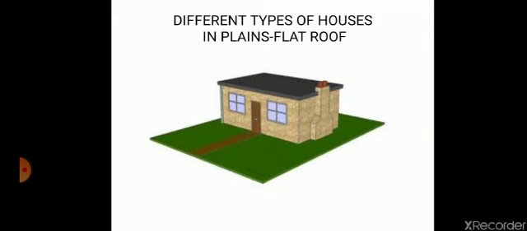Like Punjab is a plain region, right? And in that plain region there are different types of houses. People have built many types of houses. First one is flat roof. You can see the black portion, that rectangle on the rooftop, that is actually a roof. So this is a flat roof building.